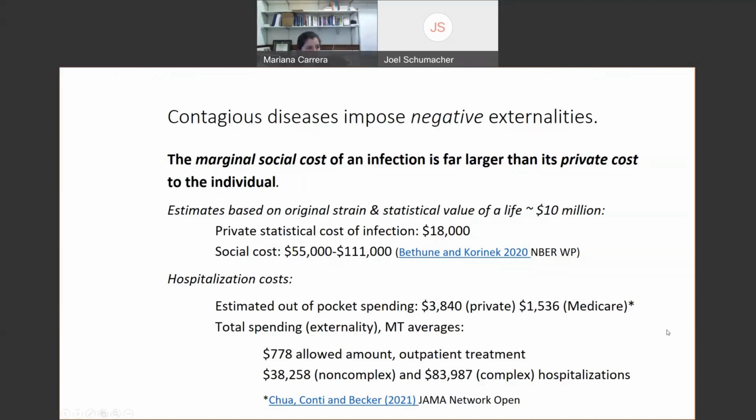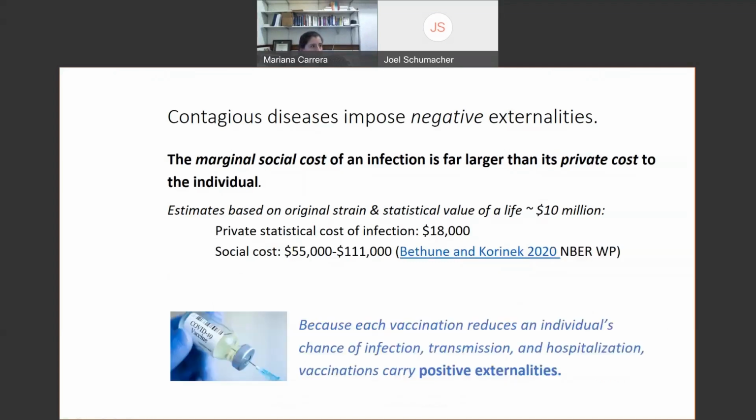So apart from the chance of dying, which is obviously costly, there's also the chance of surviving, but incurring large hospital bills that are going to be paid partly by you and partly by others. So that's part of the externality cost as well.